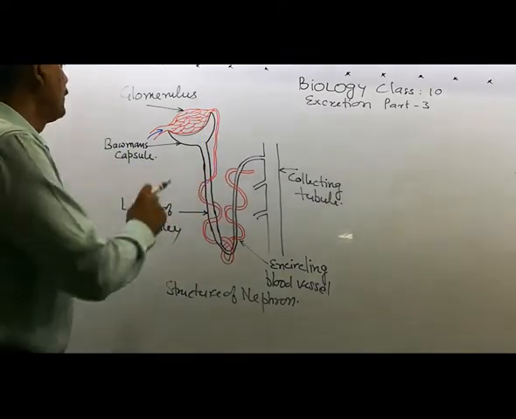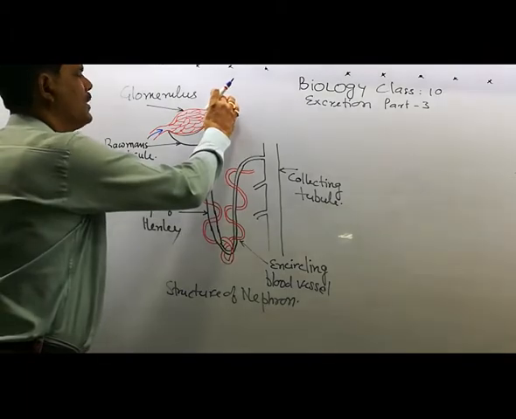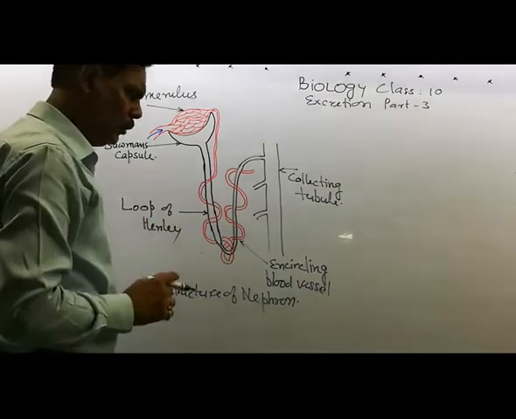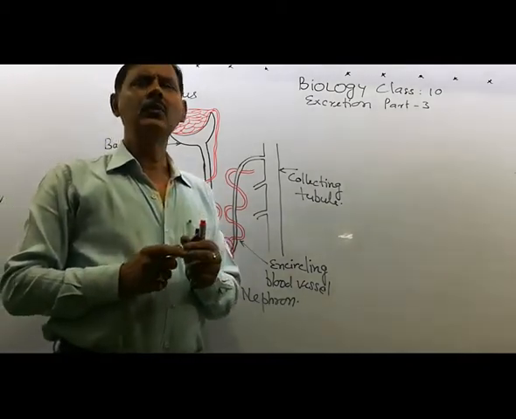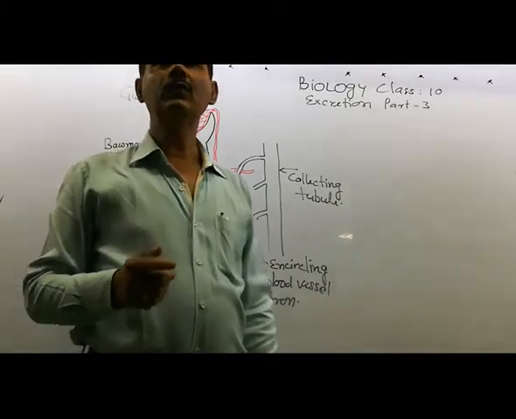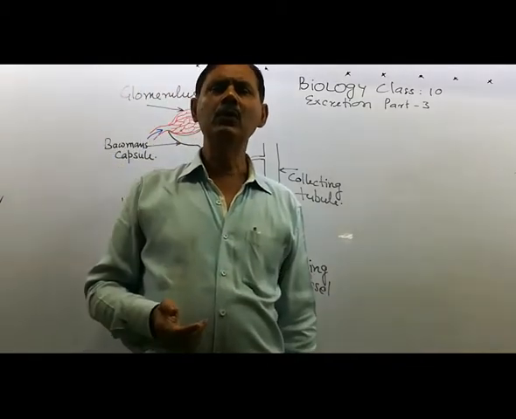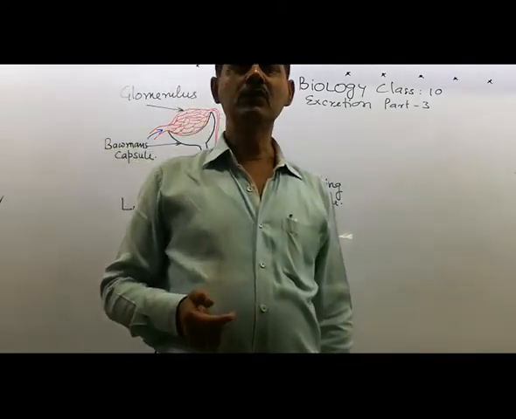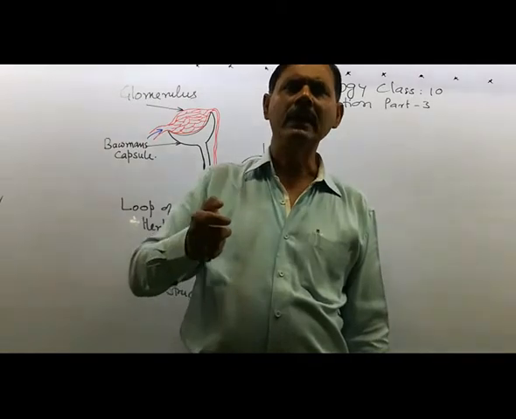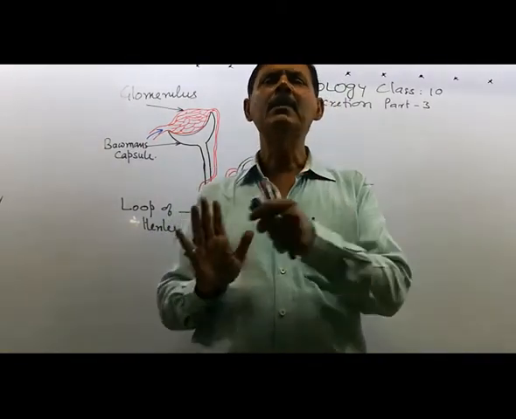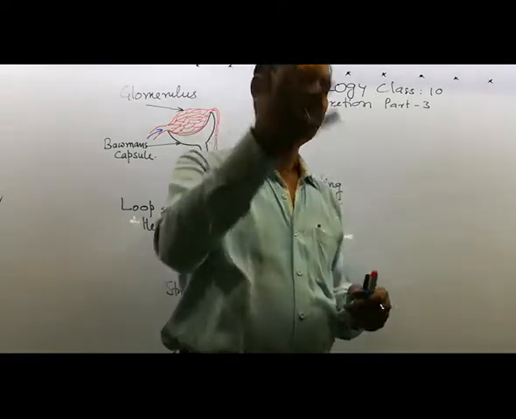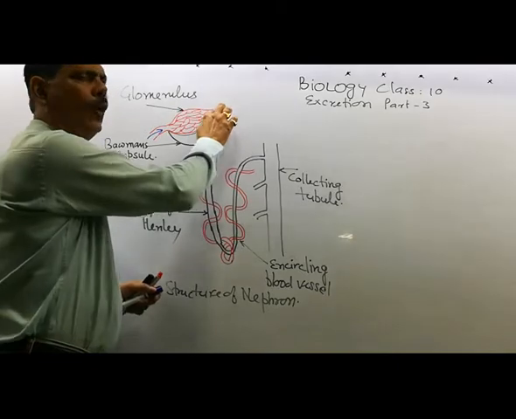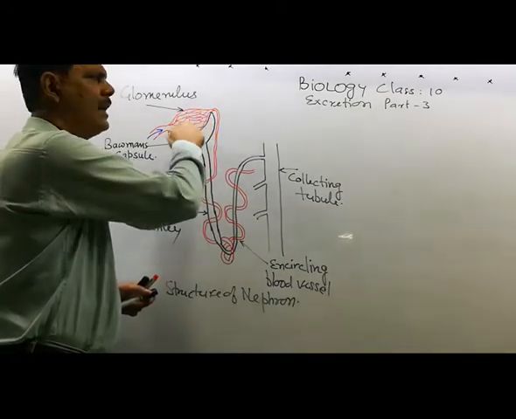Now what happens? Due to the smaller passage here, the pressure inside increases. You must have seen that if you want water to fall far away from a pipe, we reduce the output orifice by putting our thumb over it, and thereby the inside pressure increases and the water falls far away. The same process works here. Here the passage is wider, here it is narrower. Obviously, the total pressure inside increases.